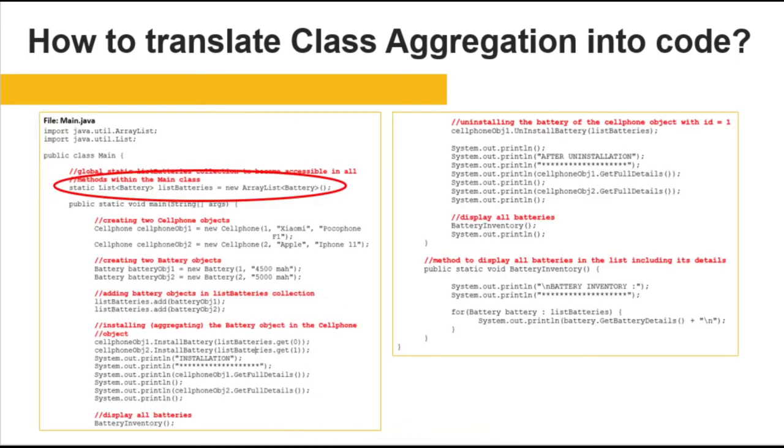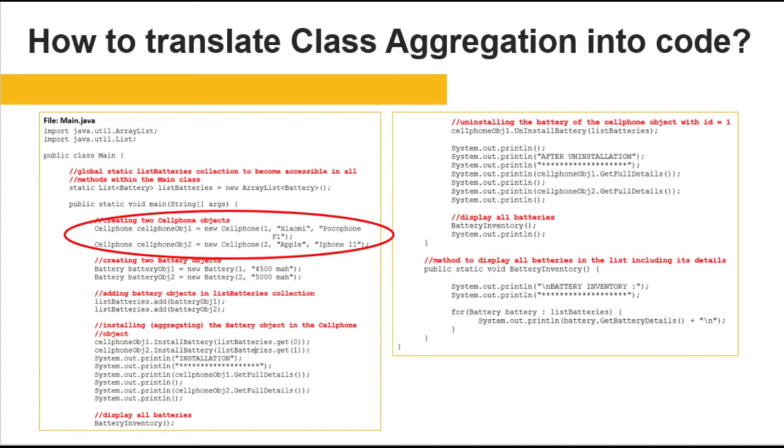Now in main.java, we first create a list batteries list collection object that will serve as the inventory of all possible batteries to be created in our program. In our case, we will store two battery objects as elements of the list collection. Notice that the list batteries object is defined as static and outside the main method and the battery inventory method so that it will be accessible in all methods within the class.